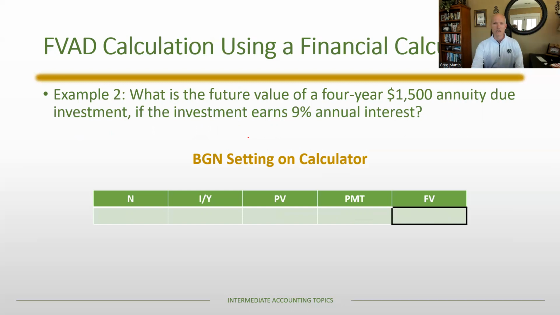Okay, hopefully you paused it. If you didn't, that's all right too. Again, we're filling in the information. The N is 4, it's 4 periods. The I/Y is 9. The amount of the payment is $1,500. And again, we've made sure to tell it it's in the beginning setting because we want to make sure we're telling it it's an annuity due. And so when we calculate it, we get $7,477.07. So again, hopefully that gets you there.